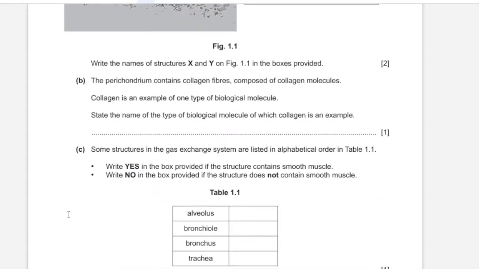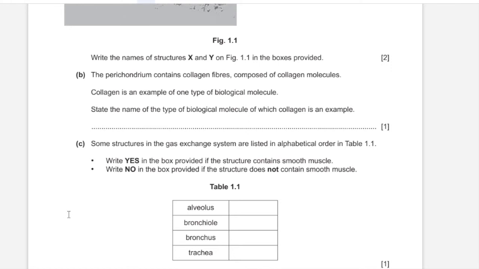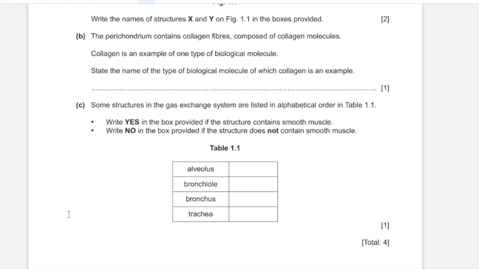B. The perichondrium contains collagen fibers composed of collagen molecules. Collagen is an example of one type of biological molecule. State the name of the type of biological molecule of which collagen is an example. So this collagen molecule is an example of a protein.